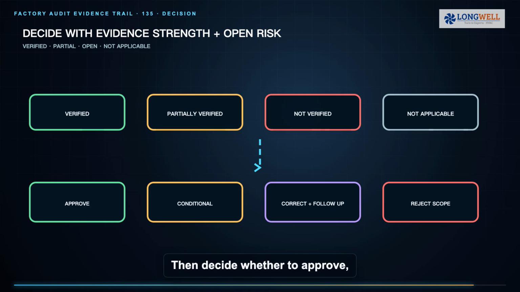Then decide whether to approve with conditions, require corrective action before approval, conduct a focused follow-up, or reject the scope reviewed. That is the complete method: define the decision, map risk, collect evidence, trace a real order, witness controls, sample records, close findings, and preserve open gaps.